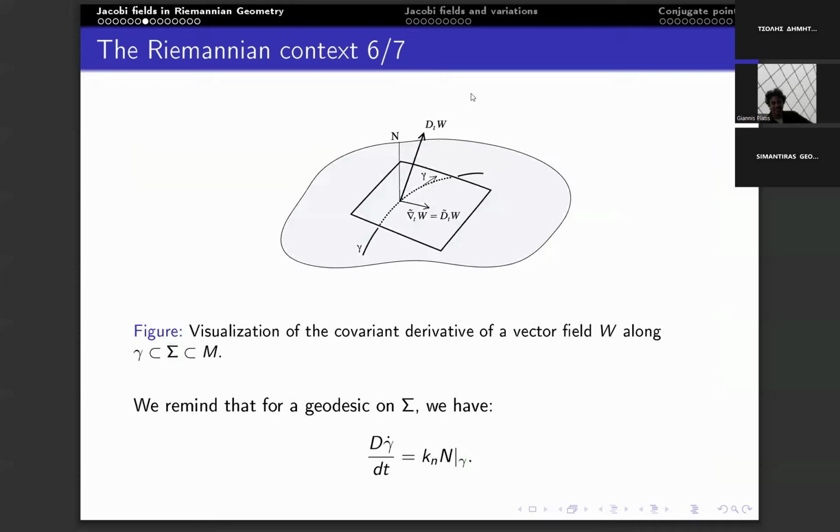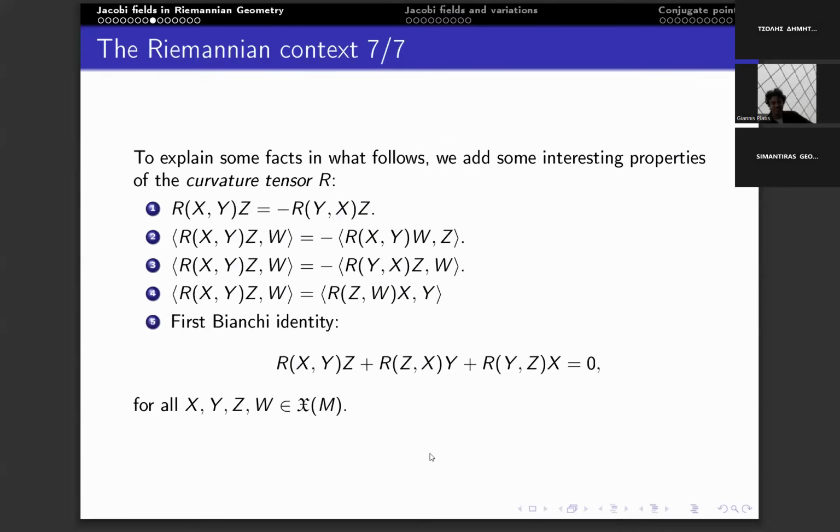Here we have the usual shape for this case. We have a visualization of the covariant derivative of the vector field W along a curve gamma, which is in a hypersurface Sigma on M. We remind also that for a Riemannian geodesic, the covariant derivative has only a normal component. Here, the coefficient is the normal curvature, and we need some facts and some interesting properties of the Riemann curvature tensor, which will be used later.